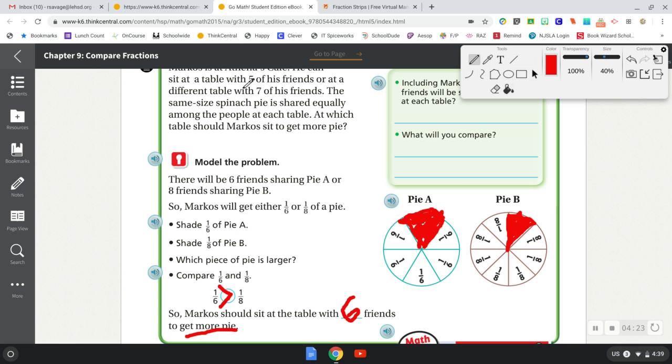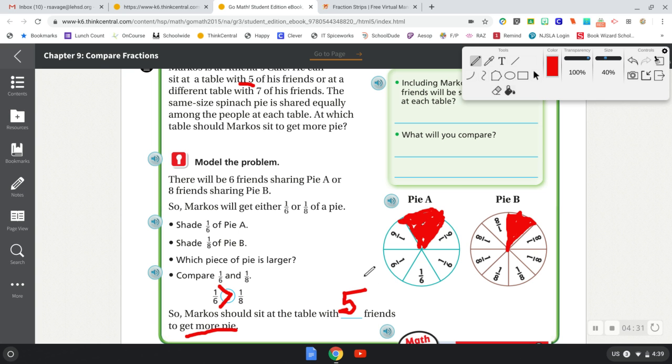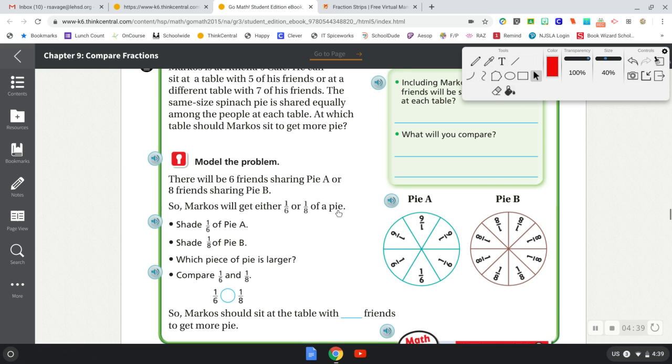Actually, he makes the 6. I'm sorry, that should be a 5. Can't forget about Marcos. He should sit with 5 of his friends, and that'll be the 1/6. If he wasn't hungry, he would want to sit at the other table because he would get less pie. All right, that's one way to do this.